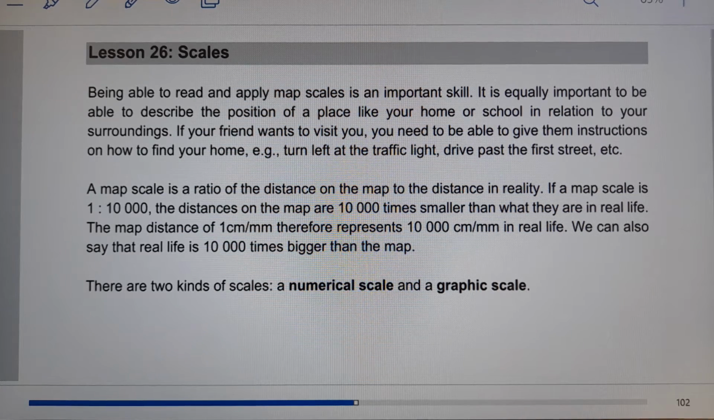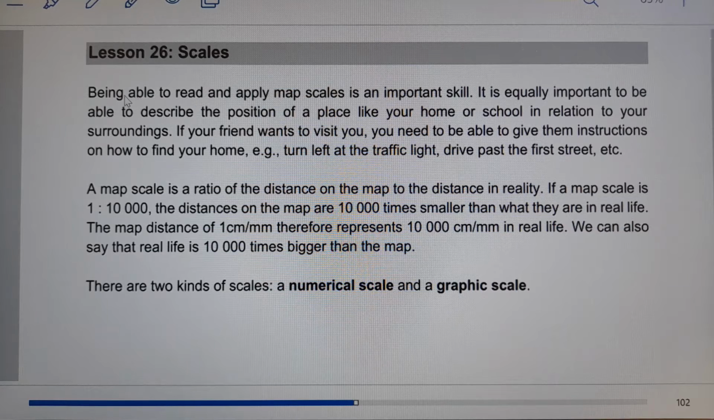Hello, we are still doing Mapwork, unit number 6. Last time we were doing lesson number 25 and we spoke about the floor plans. And today we are looking at the scales. This is on page 102 of your textbook.